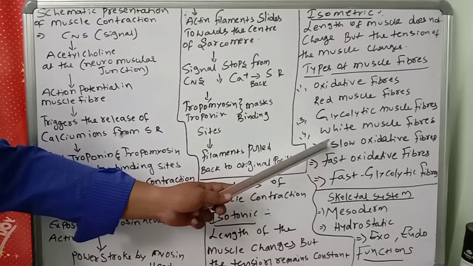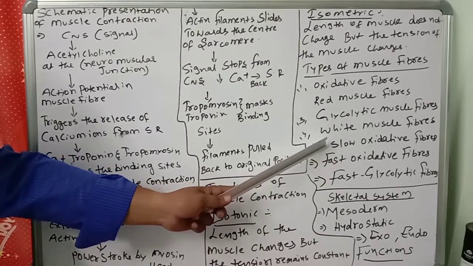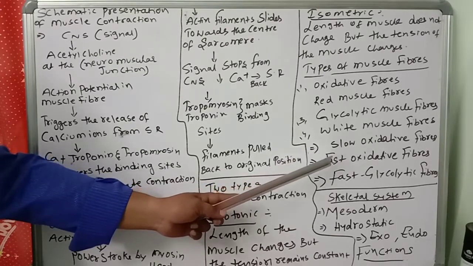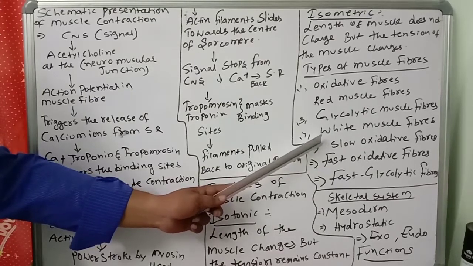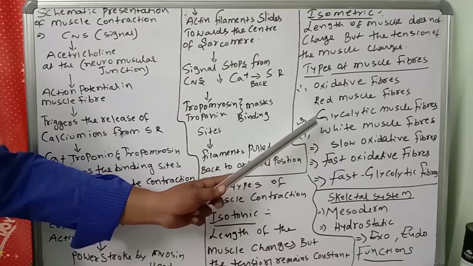So slow oxidative fibers have low rates of myosin ATP hydrolysis but have the ability to make a large amount of ATP. These fibers are used for prolonged regular activities such as distance swimming and long distance running. Okay, that is slow oxidative fibers.